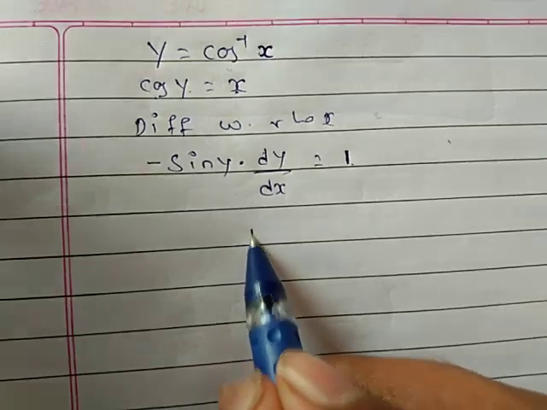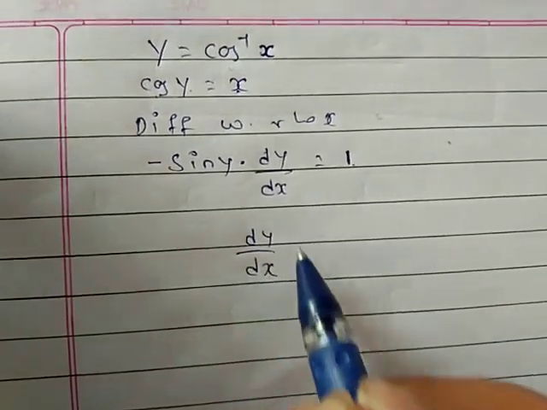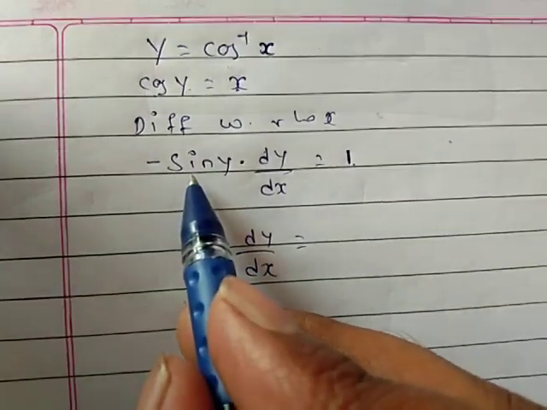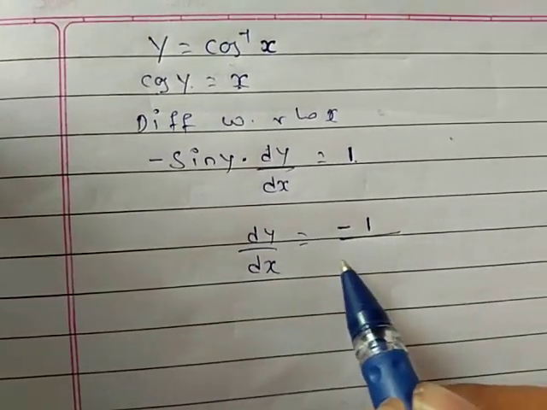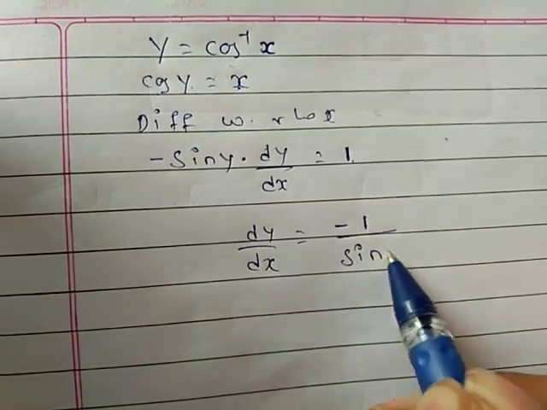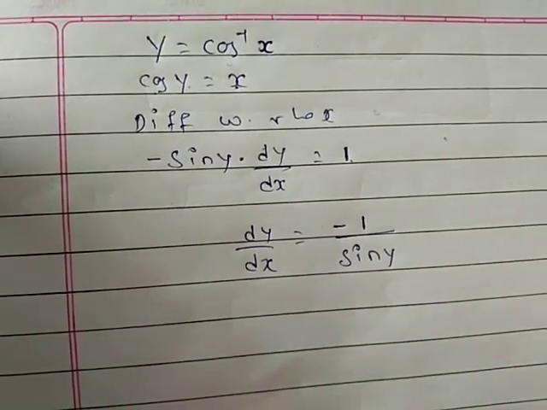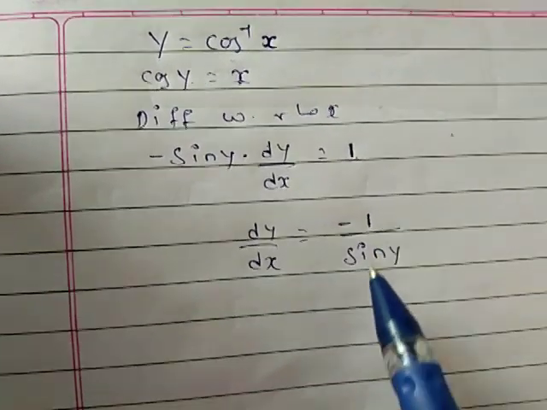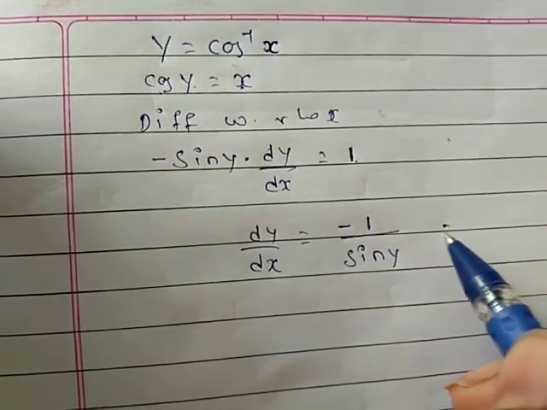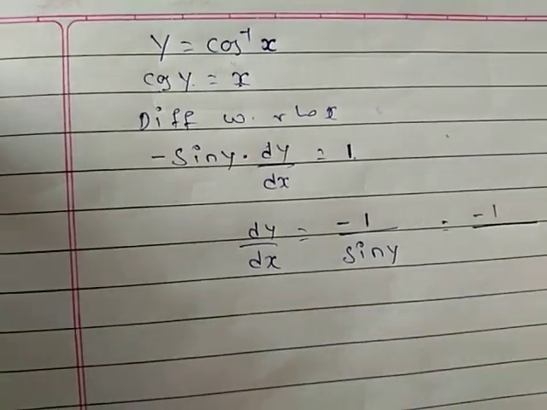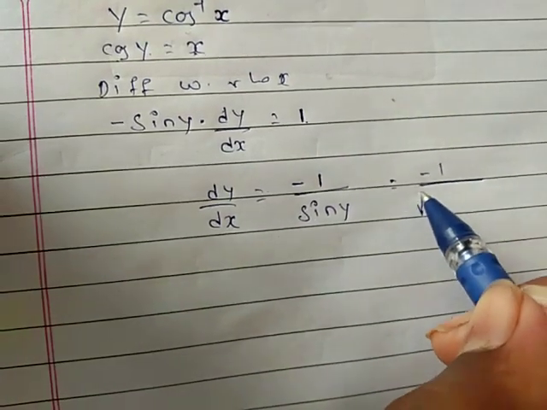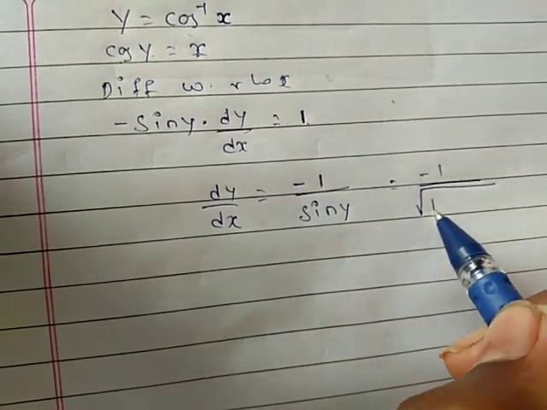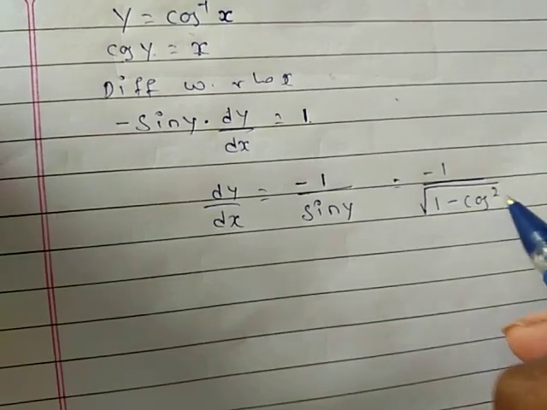Again we need only dy by dx. We can shift minus sin y to the RHS. So, minus 1 divided by sin y. Are you clear? Minus 1 divided by sin y. By using the identities of trigonometry functions, sin y can also be written as root of 1 minus cos square y.